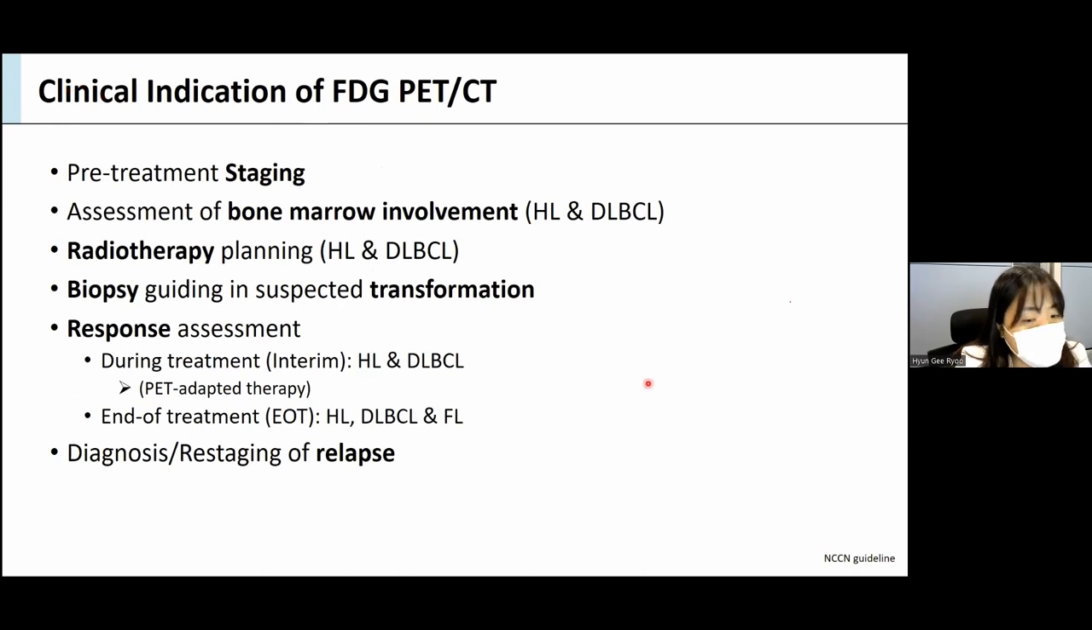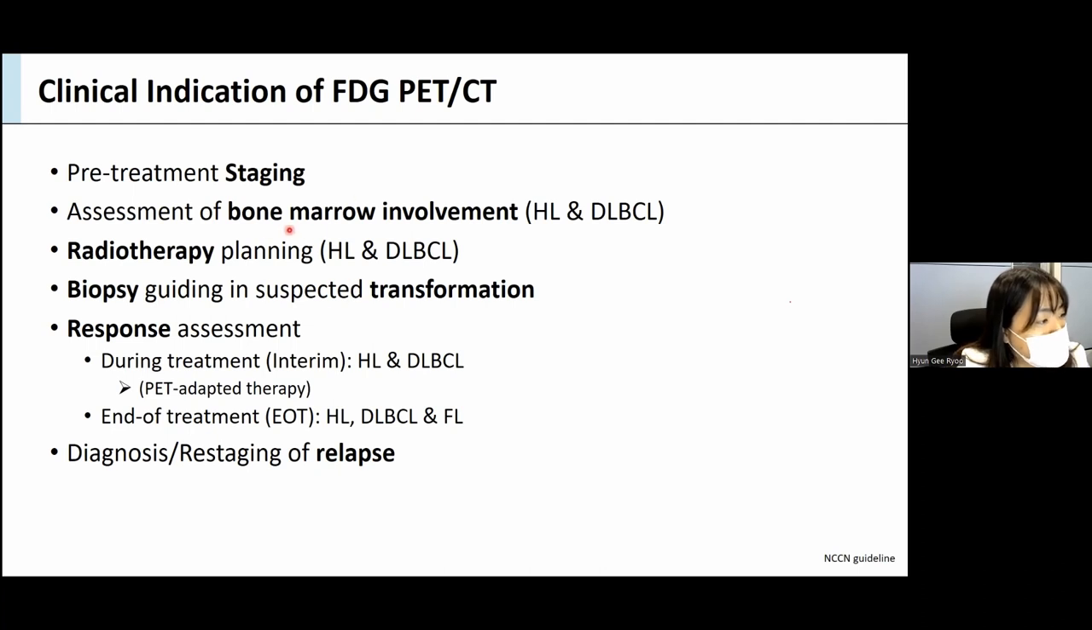So based on the NCCN guideline, there are many clinical indications for FDG PET CT in lymphoma. So we can use the FDG PET CT for the pre-treatment staging. And also we can assess the bone marrow involvement by using the FDG PET for Hodgkin lymphoma and also for the diffuse large B-cell lymphoma. And also we can use the FDG PET CT for the radiotherapy planning. And also we can use FDG PET CT for biopsy guiding in suspected transformations.